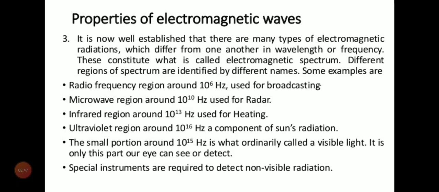Have you ever noticed whether we are able to see UV rays or infrared rays or microwaves? Never, because we need special kinds of instruments for seeing these. What we can see is only visible light. So we can say that our human eye is able to detect waves with around 10 to the power 15 hertz frequency. This is the frequency range of the human eye that we are able to detect.